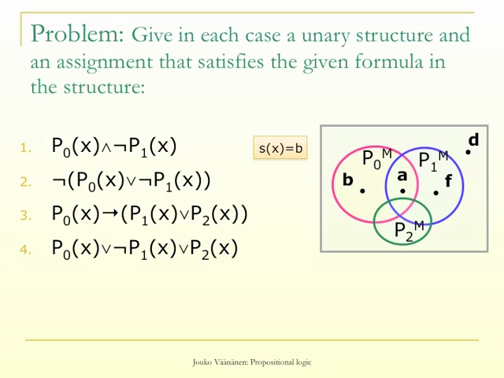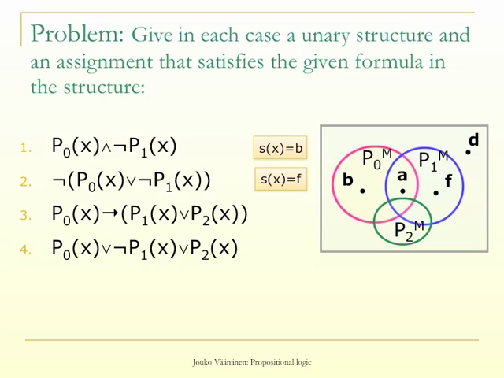The second formula, again there is just one variable x. We are looking for an element which is not in P0 and not in the complement of P1. And F is such an element. F is not in P0 and it is not in the complement of P1 because it is in P1, so it cannot be in the complement.